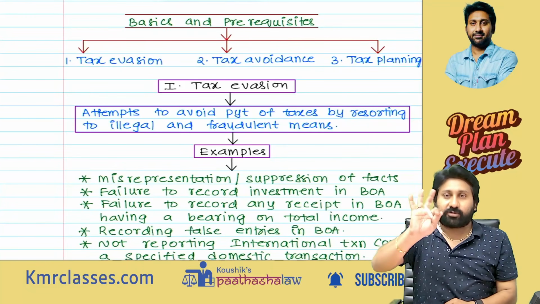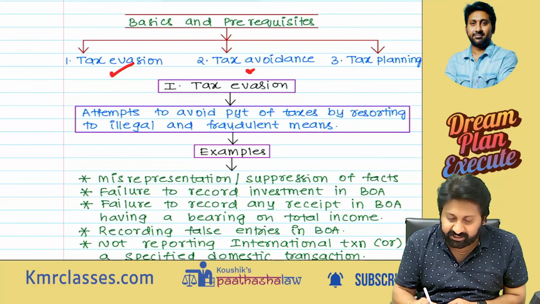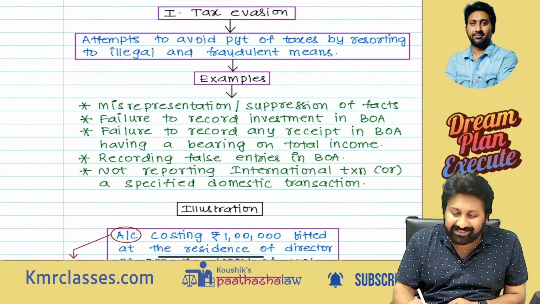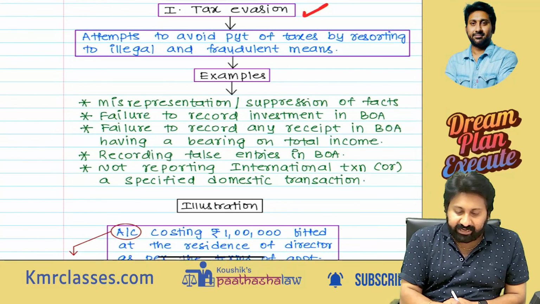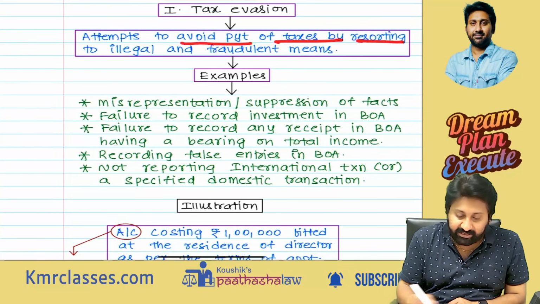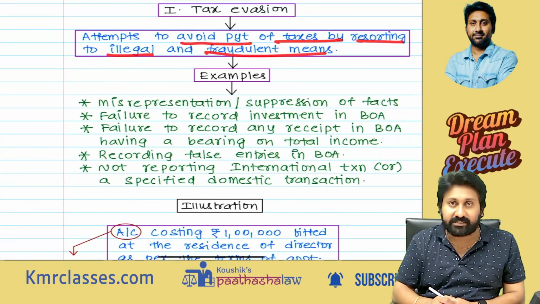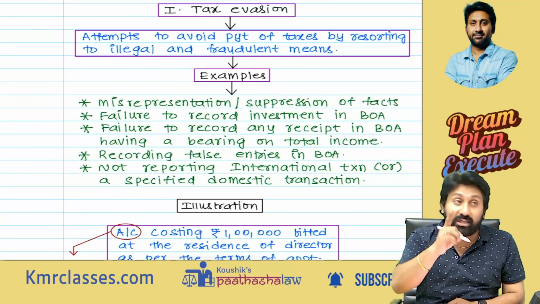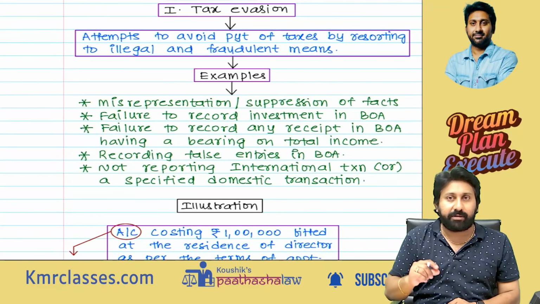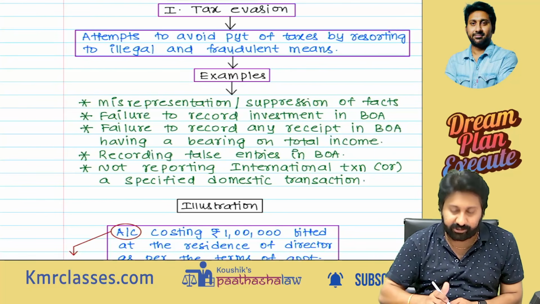There are 3 types of things in tax: tax evasion, avoidance, and planning. See, what is tax evasion? Tax evasion is an attempt to avoid payment of taxes by resorting to illegal and fraudulent means. In the examination, they are asking theoretical questions also. What do you mean by tax evasion? Like that, short notes are coming. So therefore, please pay attention.